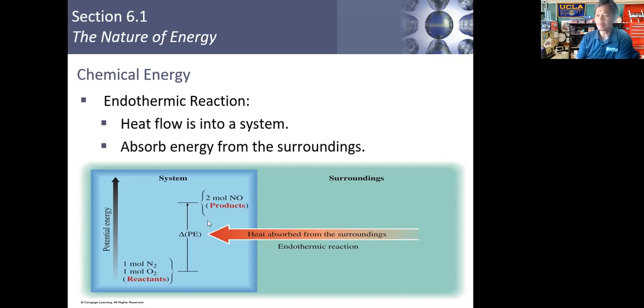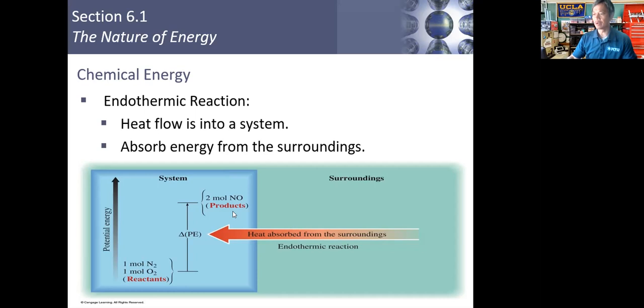Energy has to be absorbed in order to form the compound here, the nitrogen monoxide, that is going to be at a higher energy state. Nitrogen monoxide is going to have more energy than the reactants, nitrogen and oxygen. So we can see that nitrogen and oxygen are more stable than nitrogen monoxide, NO, because they are at a lower energy potential. And so in order to get this reaction to occur, energy has to be absorbed into the system. We refer to that as an endothermic process.